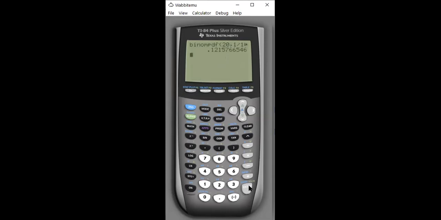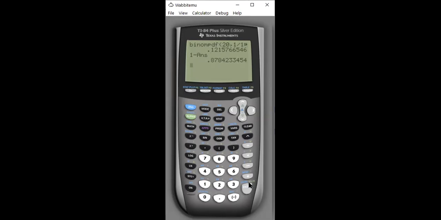Let's see what I have here. It's 0.12157. Now, because it's 1 minus the probability of x equal to 0, you say 1 minus whatever answer I got here, so you will get 0.87842.